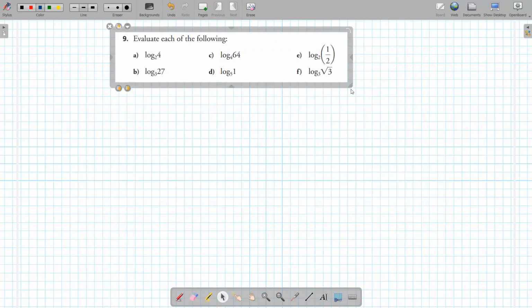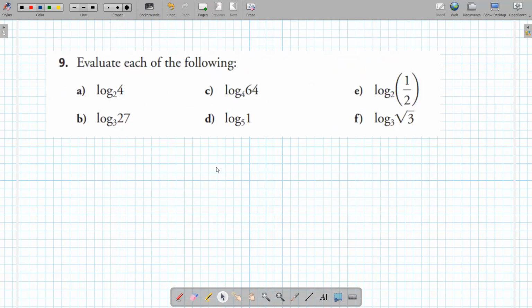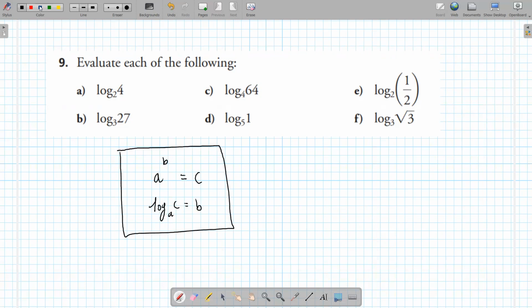We can also evaluate something like this. This is what we're going to be doing for the most part. The idea is you need to be able to go from exponential form to log form and vice versa. Let's say you have some a to the power of b, and this equals some value c. Right now, this is an exponential equation. We can turn it into a log equation by using this. This becomes log base a of c, and this will equal b. That's how you go back and forth between an exponential and a log.